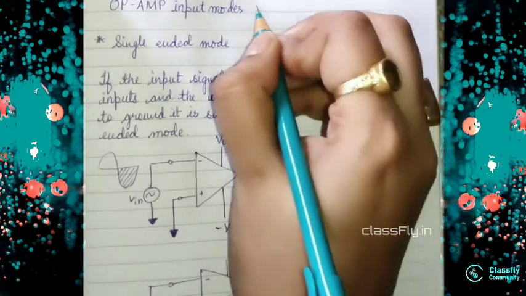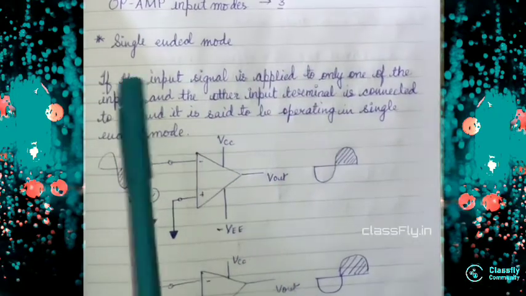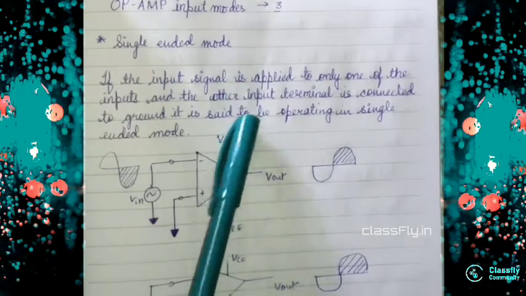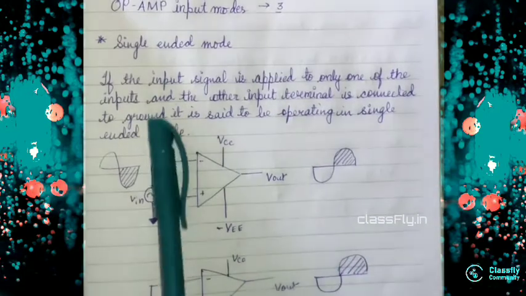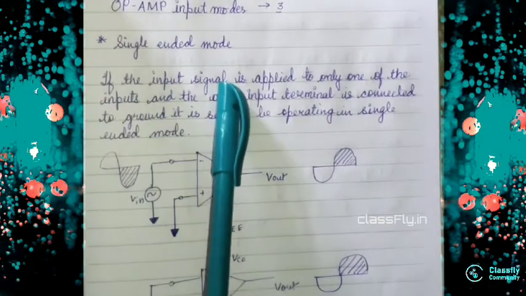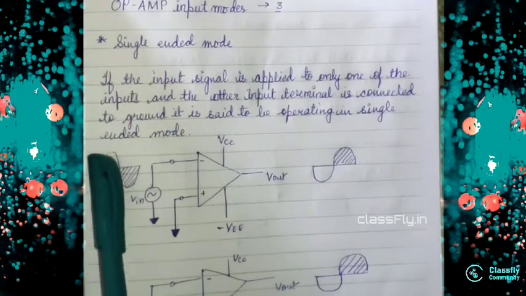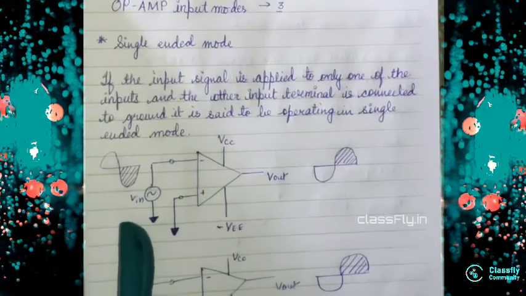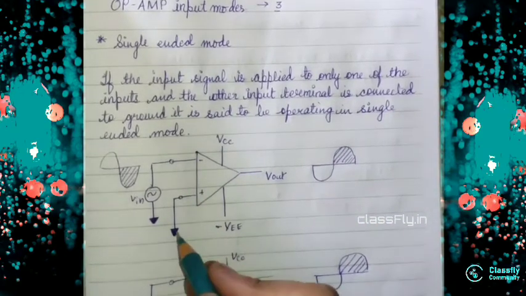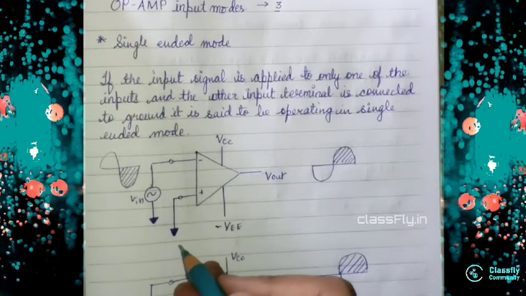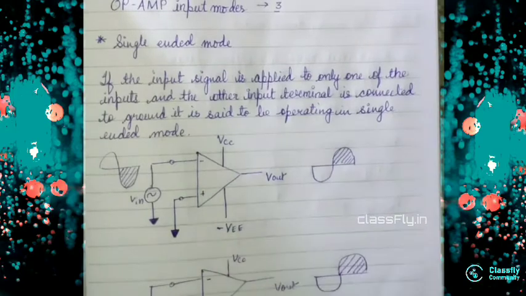Basically, input modes are of 3 types, and the first mode is single-ended mode. What does it mean from this topic? That it will have only one end. If the input signal is applied to only one of the inputs, that is, only one input is giving the voltage and the other input terminal is connected to the ground, that means it will have 0 voltage, and it is said to be operating in single-ended mode.